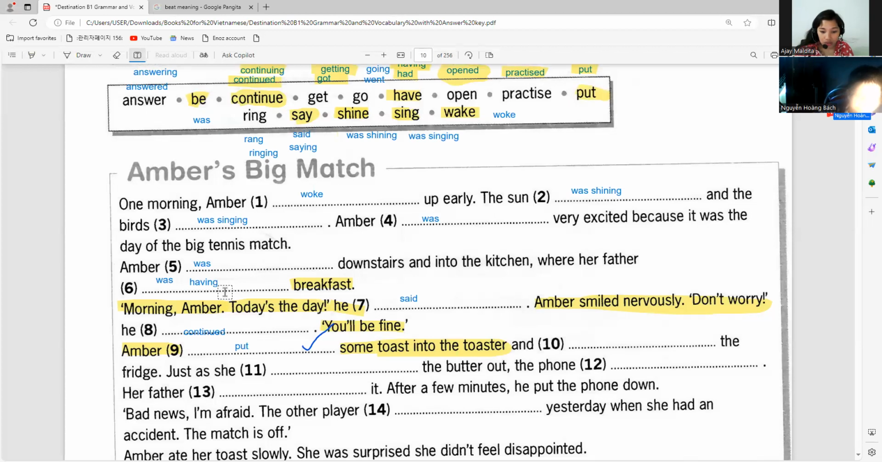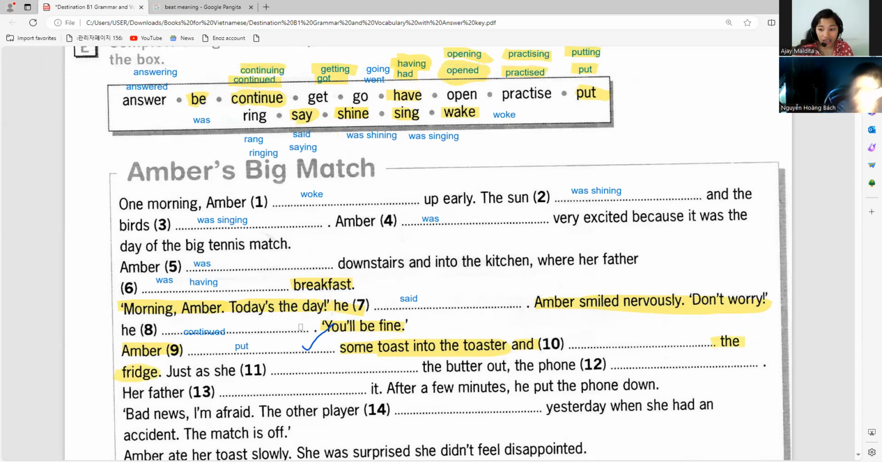Amber put some toast into the toaster and what's your answer? And... okay, and what's your answer? Oh, this one. And blank the fridge. Oh, what's this, teacher? Amber put some toast into the toaster and... Oh, we have answered. Oh, this one, one back. Answered.